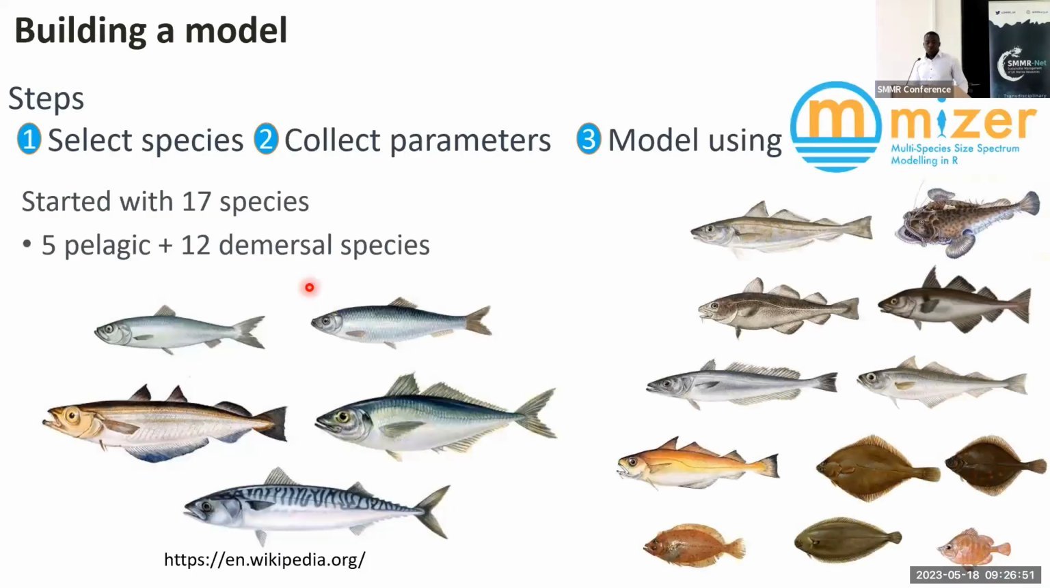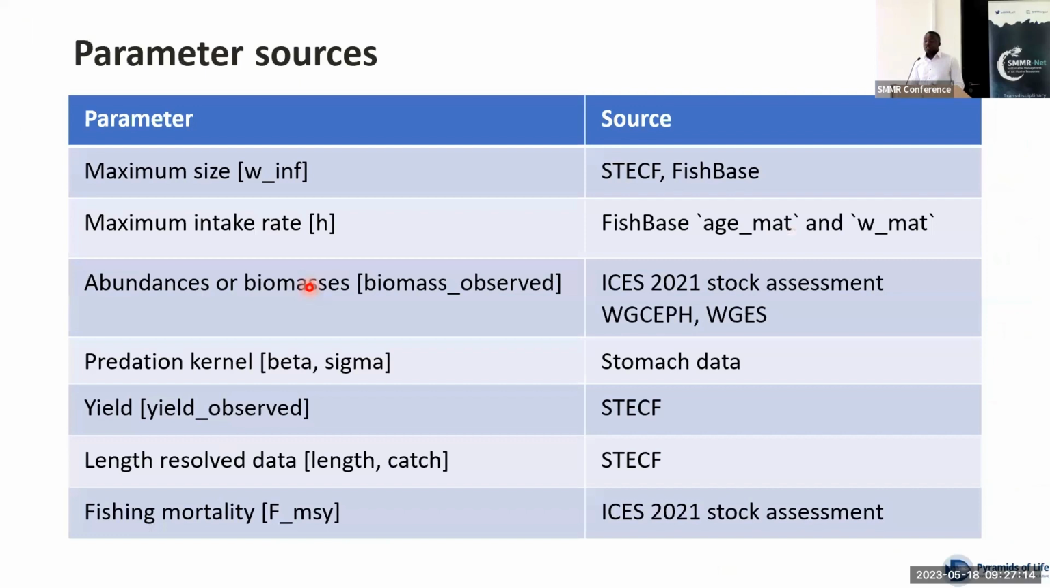We've been able to build a model by following a number of steps. The key steps in order to build a model are, first of all, to select the species; second, to collect the important parameters; and then to conduct the modeling using Mizer. We started with 17 species, as I mentioned, 5 of which were pelagic and 12 were demersal. This was done by collecting variables from various sources, key ones being FishBase, ICES working group reports, and stomach data that were shared through CIFAS.